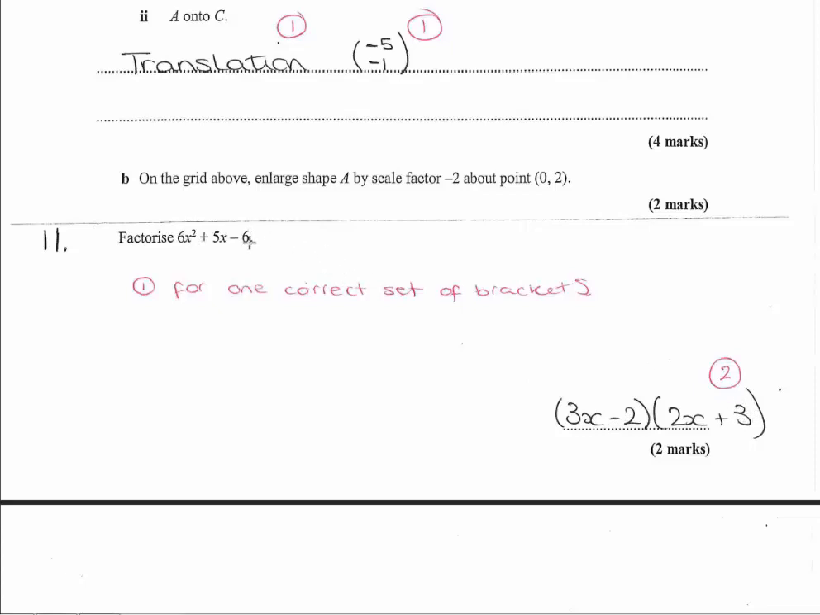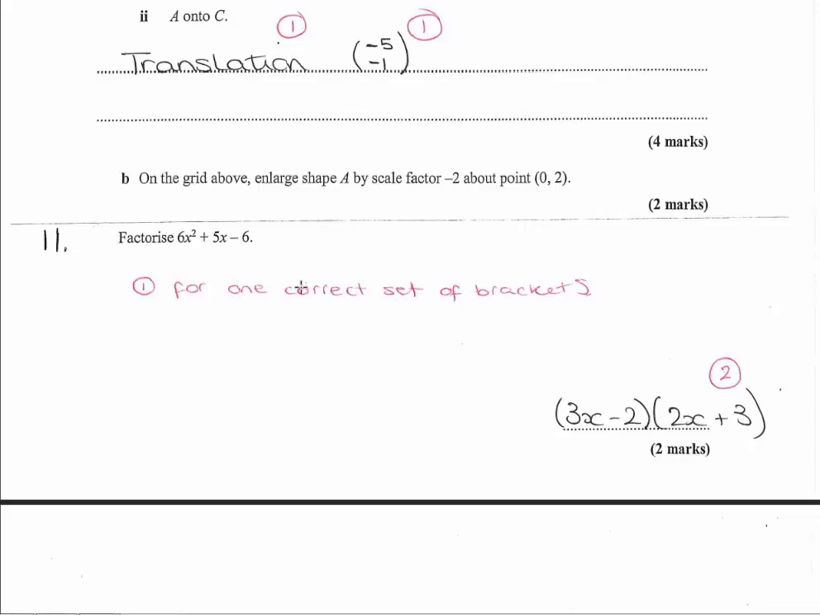Now there are other numbers that you could put here to make minus 6. For example, you could have minus 1 and plus 6. You could have 1 and minus 6. There's lots of other pairs. In the same way, you could have 3x and 2x here, but you could also have 6x and x, or the other way around. So it's important to work out which ones are right.